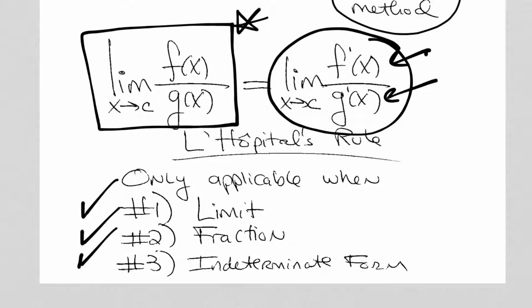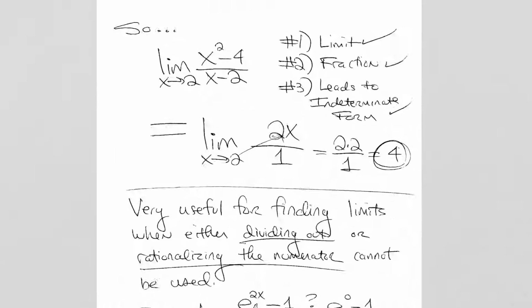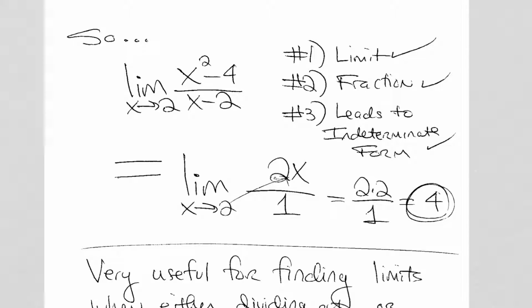And again, L'Hopital states that if the limit's not working out for you, if you're getting the indeterminate form, his suggestion is, try this instead. Try the derivative of f on top, derivative of g on the bottom, and rerun the limit. And perhaps you will get a result that is not indeterminate. So let's take a look at how we would do this on this particular problem.